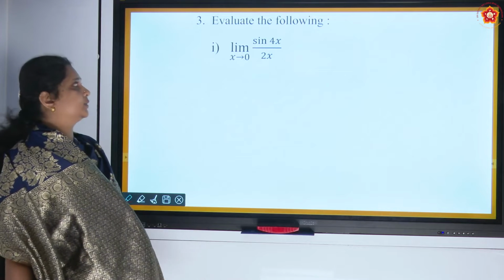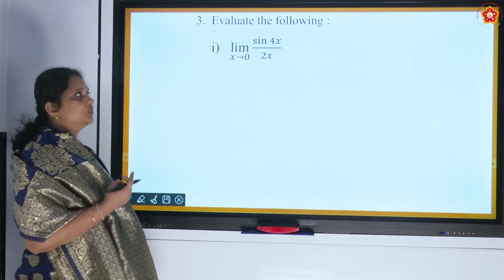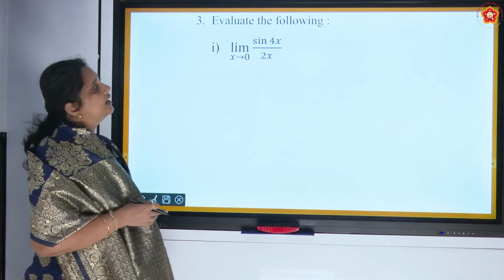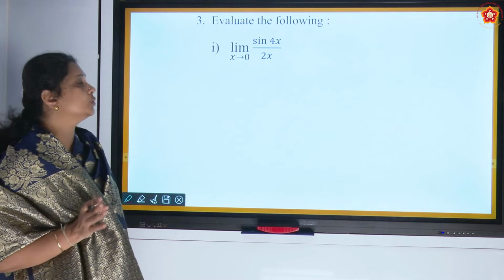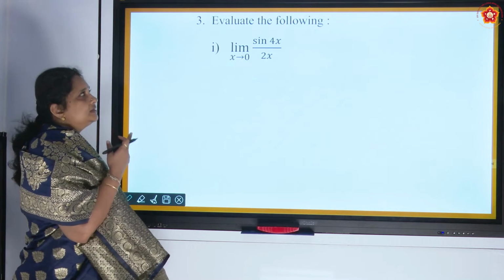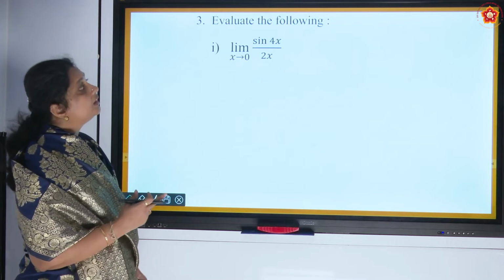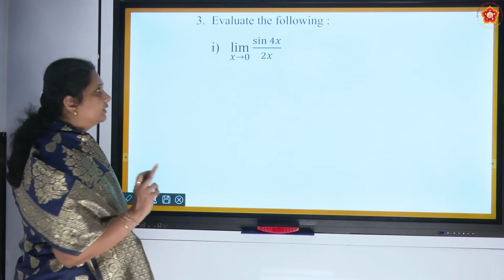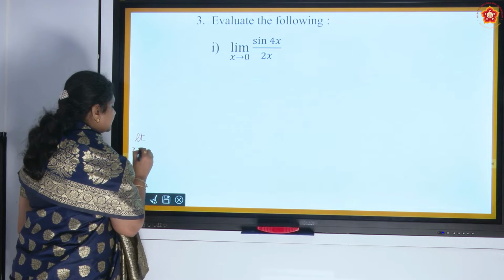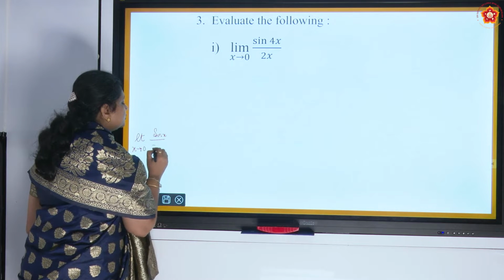Okay, the next question. Now it says limit x tending to 0, sine 4x by 2x. So when I substitute the limits, I'll definitely get 0 by 0 format, and I have sine 4x by 2x here. Simplification becomes very, very difficult for me. So what do I do? Do I have any special limit formula that I've seen? I have seen a formula involving trigonometric ratio. We've seen that limit x tending to 0, sine x by x equal to 1.